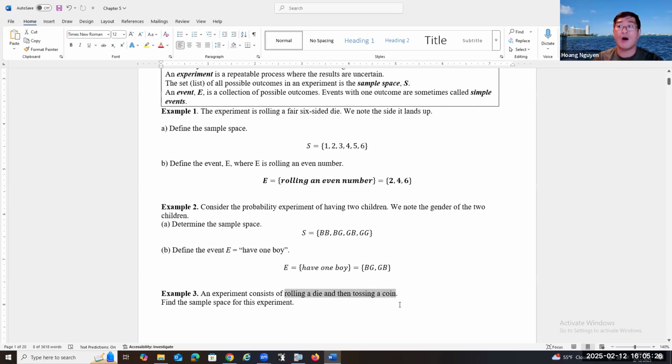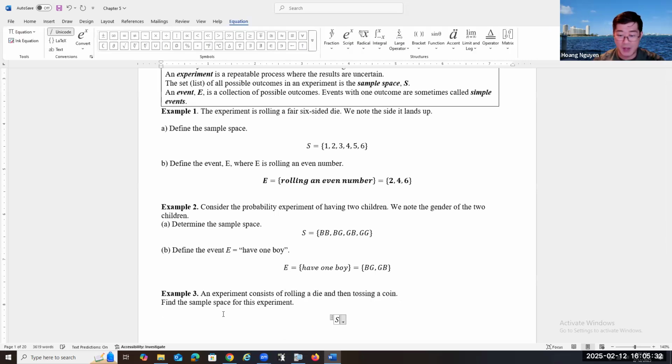Now we're going to list out all of the possible outcomes for this experiment. Let's see what the possible outcomes are. Now we need to find the sample space, so we need to show all of the possible outcomes there. We're going to roll the die first, right?